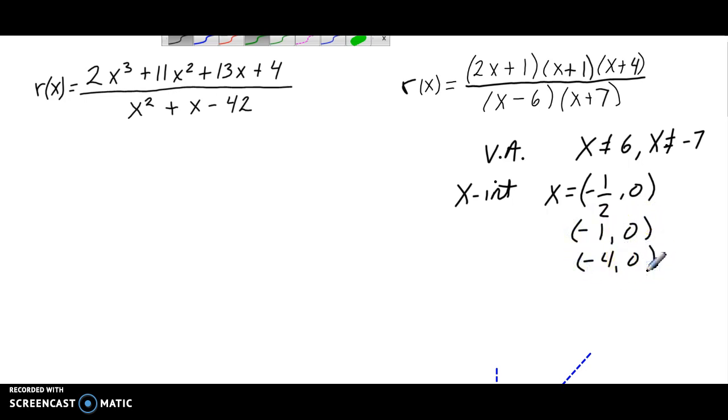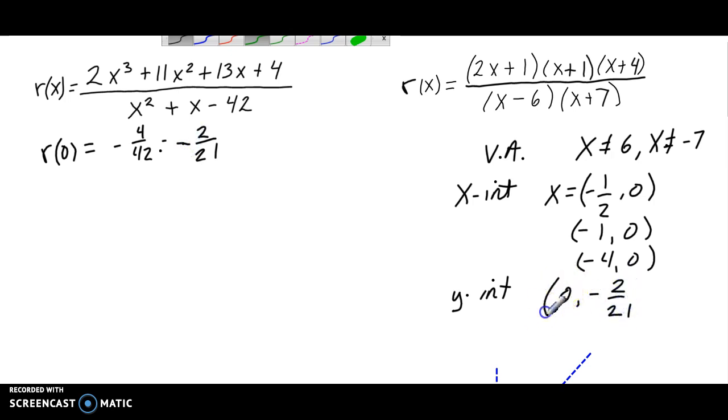Our y-intercept is easiest to find if we look at the non-factored form over here, and that would be if I do r of 0, plug 0 in every place, I'm going to be left with -4 over 42, which is equal to -2 over 21. So our y-intercept is going to be (0, -2/21). So far we've got vertical asymptotes, x-intercepts, y-intercepts.